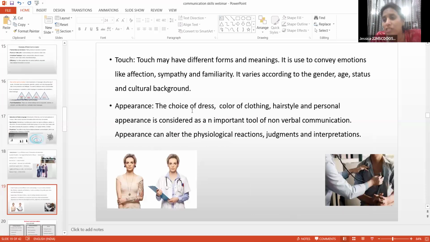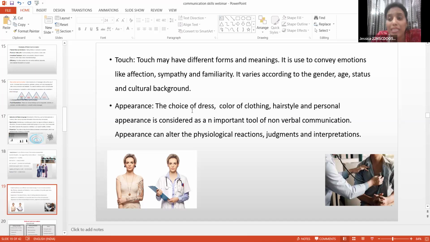Again, touch is a very important non-verbal cue. Touch may have different forms and meanings. It is used to convey emotions like affection, sympathy, and familiarity. This becomes very important when we are dealing with pediatric patient groups, because in this group, a pat on the back or just moving your hand around their back gives them a sense of security. In pediatric patients, we are supposed to know how much pressure to put and how to examine them, because it gives them that sense of security during the patient-doctor interaction.